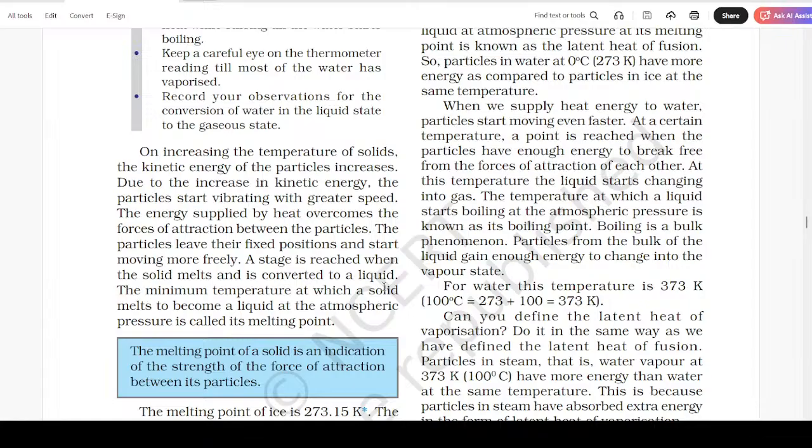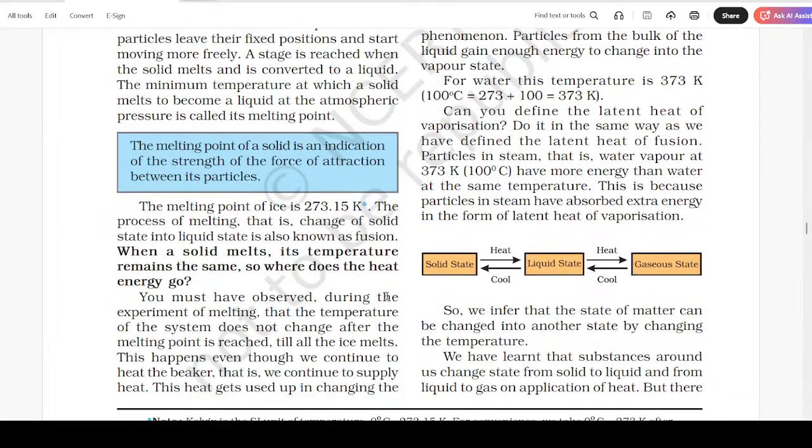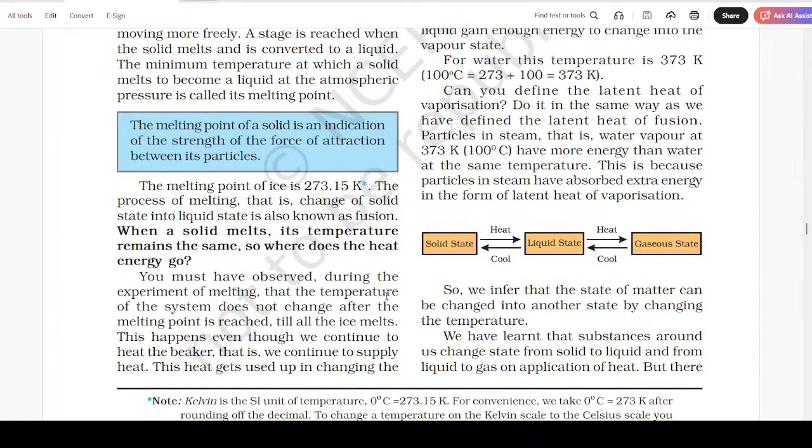Can you define the latent heat of vaporization? Do it in the same way as we have defined the latent heat of fusion. Particles in steam, that is water vapor at 373 Kelvin, have more energy than water at the same temperature. This is because particles in steam have absorbed extra energy in the form of latent heat of vaporization. Solid state heated, liquid state heated into gaseous state.